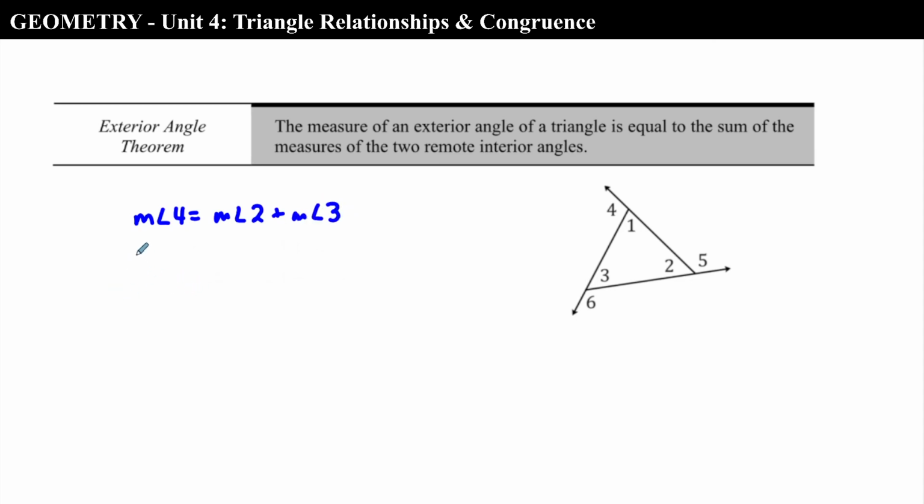And we can do that for our other two exterior angles. The measure of angle 5 is the measure of angle 1 plus the measure of angle 3. And the measure of angle 6 is equal to the measure of angle 1 plus the measure of angle 2. So you're going to take the exterior angle, go to the one next to it, and then pick the two that are opposite from it. And you'll do the sum of those. So let's take a look at our last few examples.